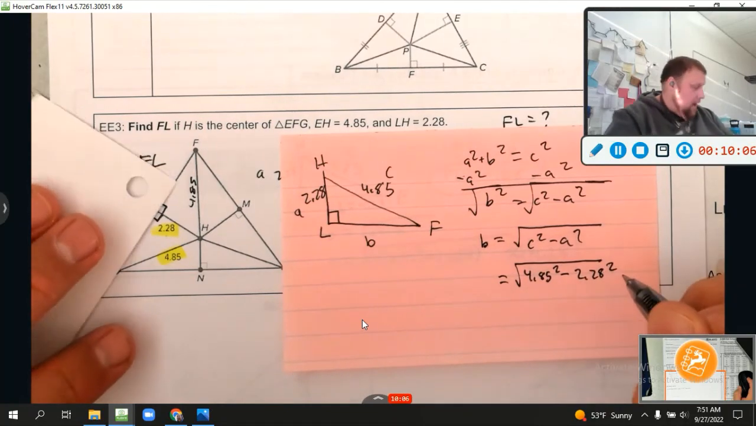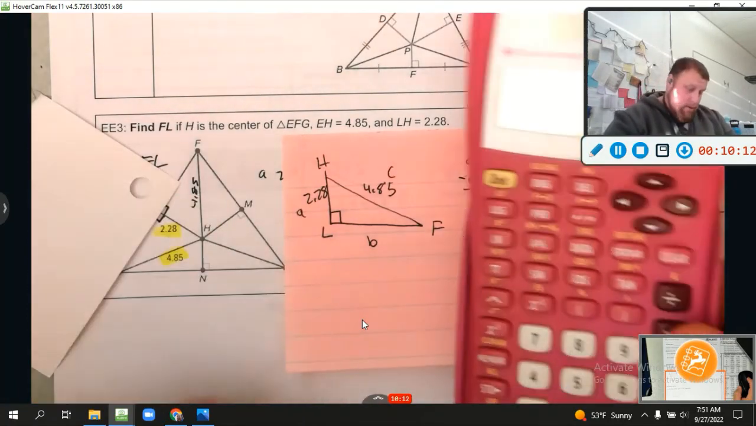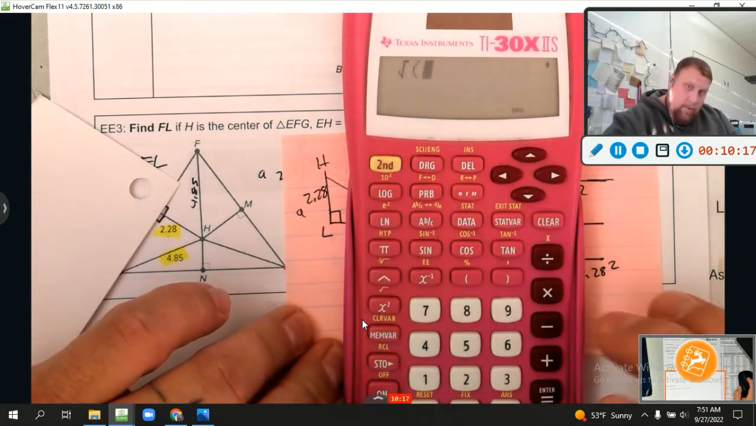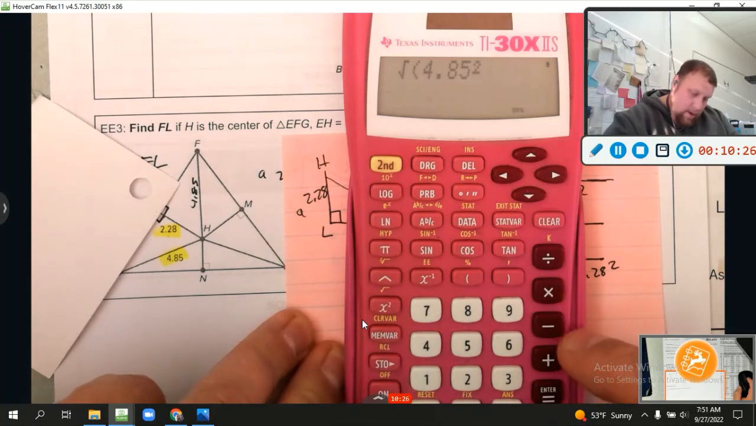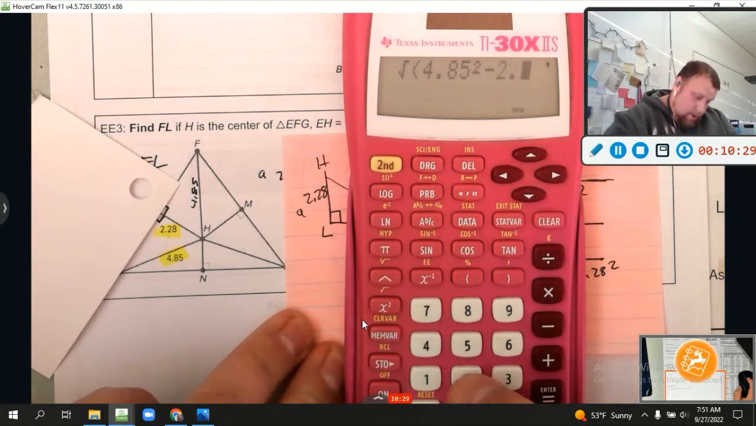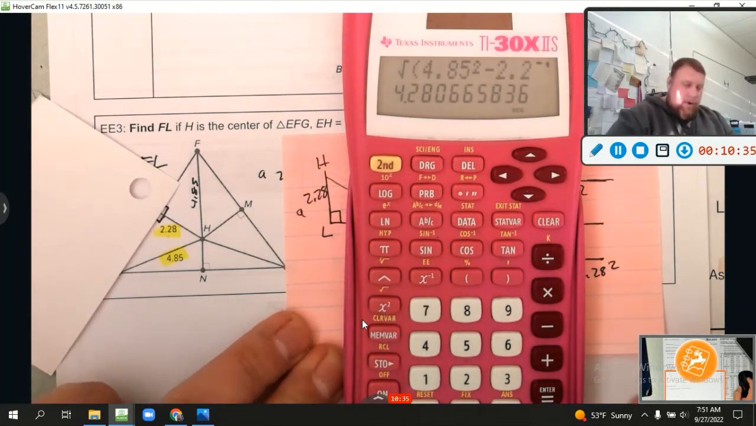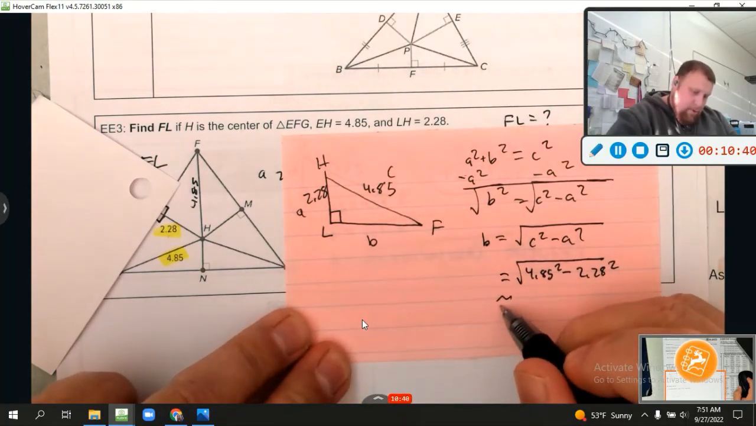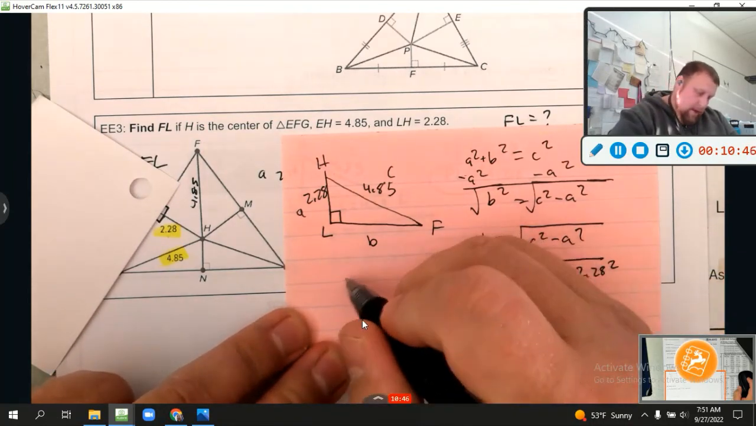And I'm not going to do that by hand. I hope that's okay with you. I'm going to take a calculator. So let's do that. I'm going to hit second function square root, and I only have to use one parenthesis to show that everything's under the radical, nothing else: 4.85 squared minus 2.28 squared. Close it off, and what do I get? Boom, about 4.28. And I'm going to round to the hundredths because everything else is rounded to the hundredths. And boom, we now know that FL equals 4.28.